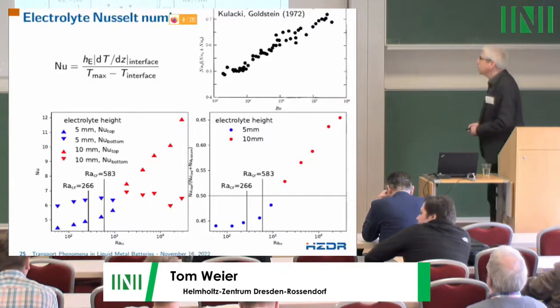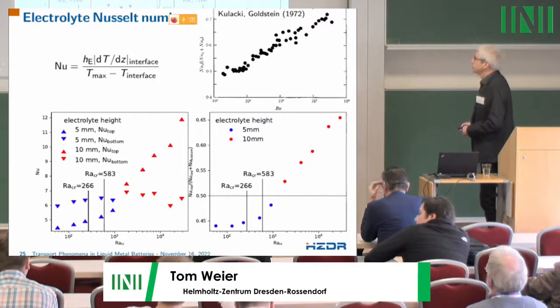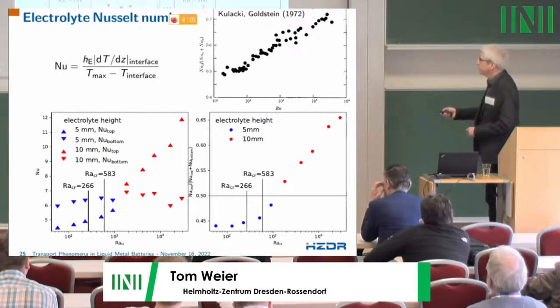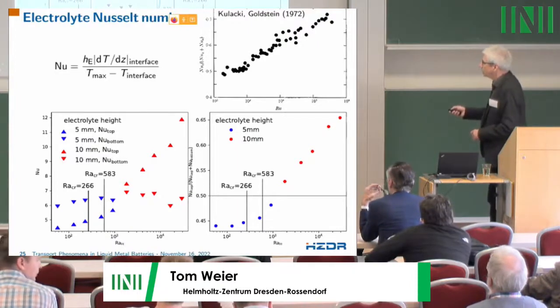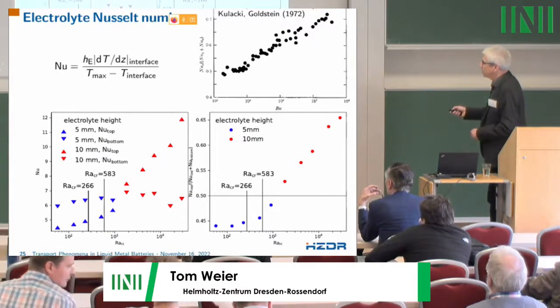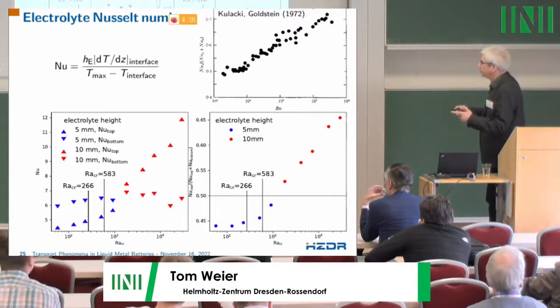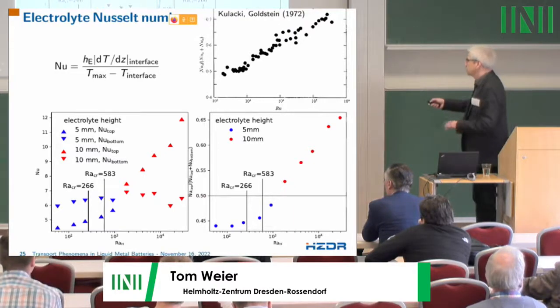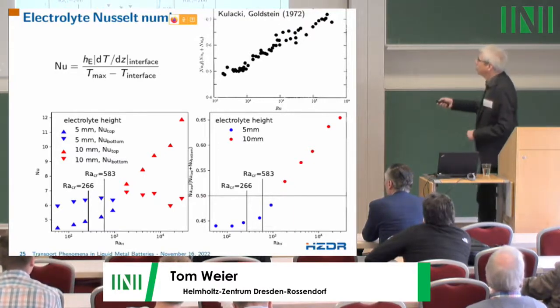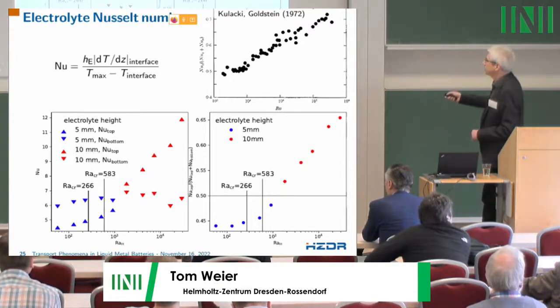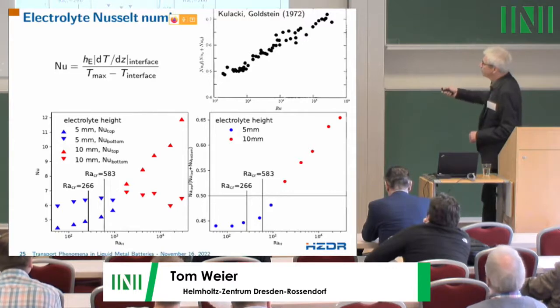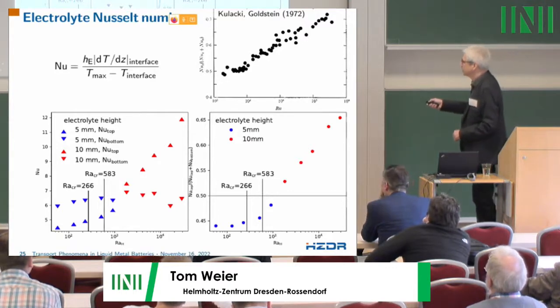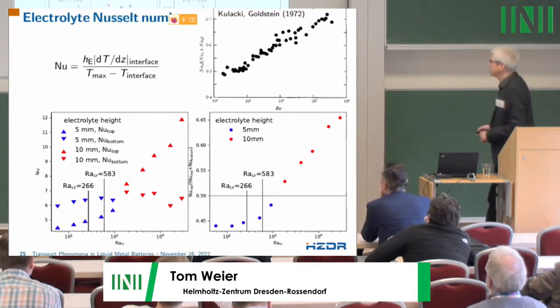Computing Nusselt numbers at the two interfaces tells you the same. So Nusselt numbers at the lower interface for a thin electrolyte are higher than at the upper interface, but it switches around for thicker electrolytes. There it behaves as you would expect, with higher Nusselt numbers on the top interface compared to lower Nusselt numbers on the bottom interface.